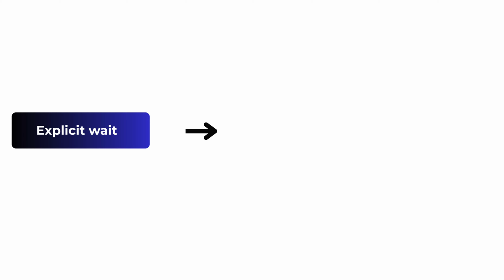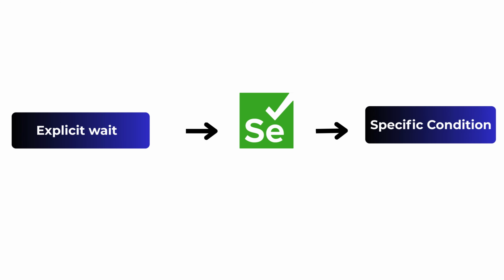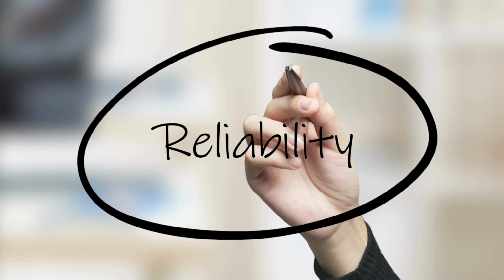Explicit waits, or smart waits, tell Selenium to keep checking until a specific condition is met. For example, the element is visible or clickable. If the condition is met earlier, the script moves on immediately. That makes our automation efficient and reliable.